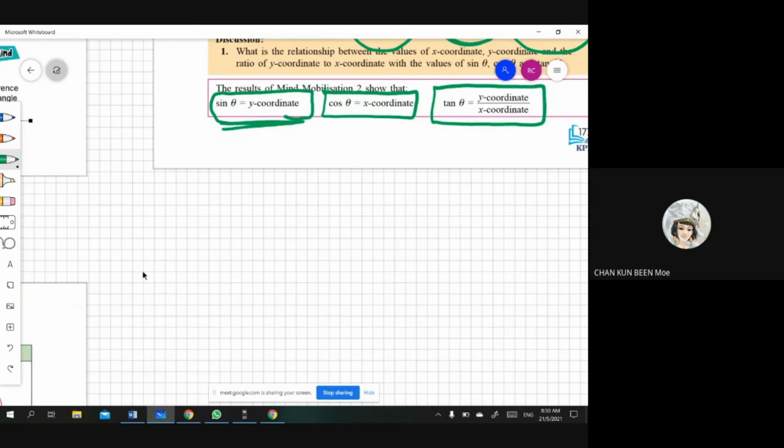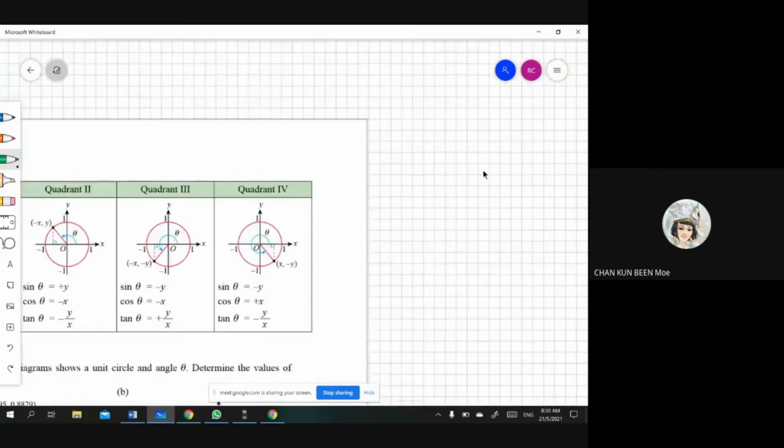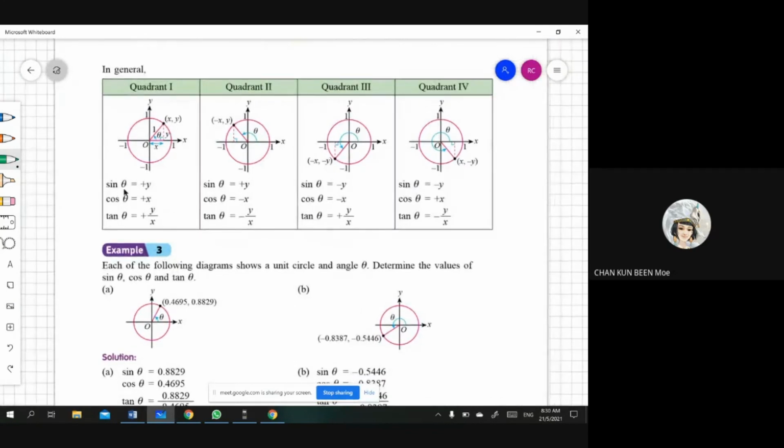Okay, so I go back again. Sine is equal to the y coordinate. That's why sine theta is positive y, cos theta is positive x, tan theta is positive y over x. The positive over here, you determine by referring to the quadrant, A, S, T, C. So now we look at quadrant 2.